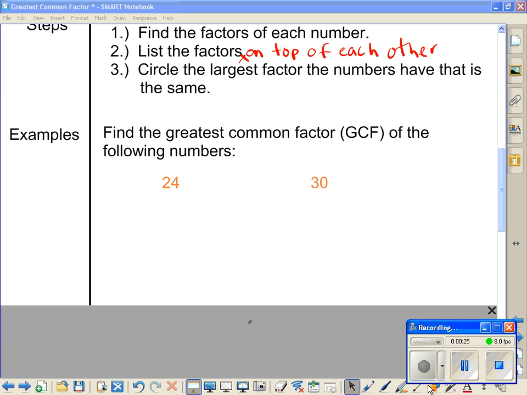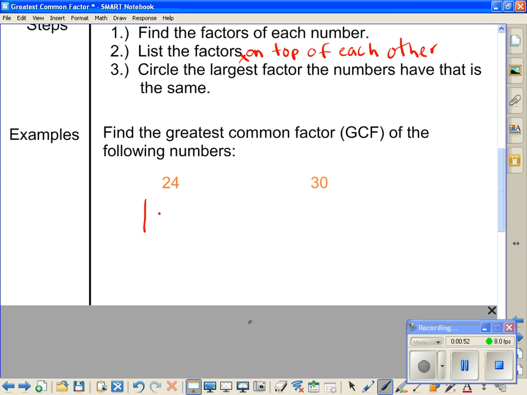Which factor do they have that is the same? Okay, what is the largest one they have that is the same? So, our first example is 24 and 30. Okay, what I'm going to do first is find the factors of 24. So I'll start with 1 because 1 goes into everything.